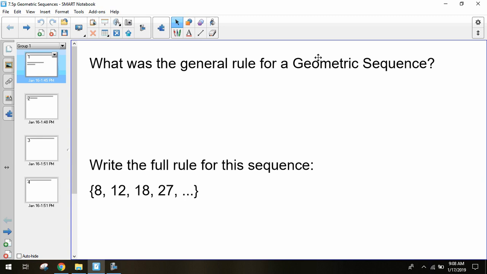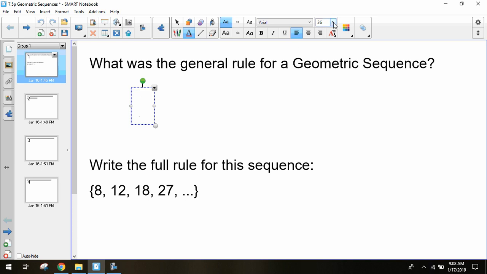Geometric sequences that we talked about on Tuesday were different because rather than having a consistent increase, it was a ratio. You were multiplying by a specific number, a specific ratio, every time. And the way we found that ratio was we took one term divided by the term previous to it. That's how we found that ratio. So we had a rule for geometric sequences.